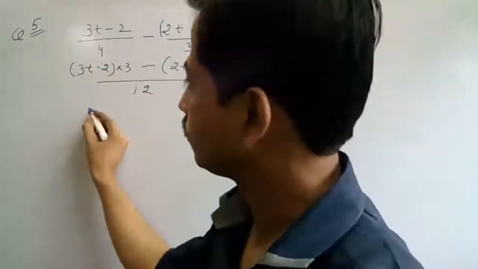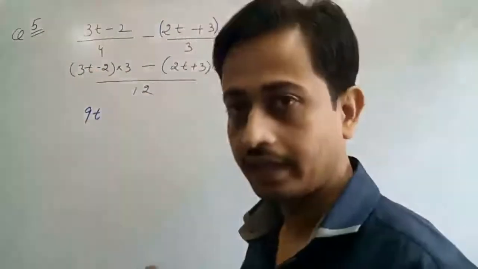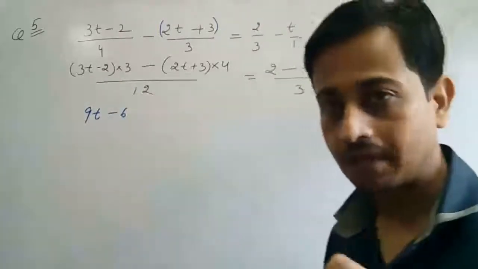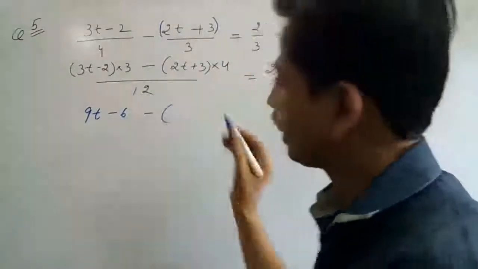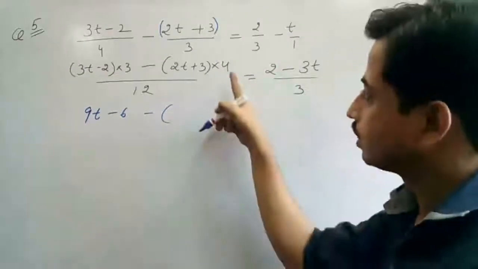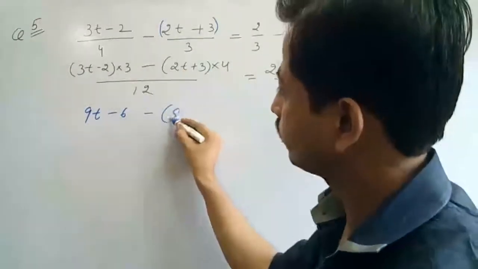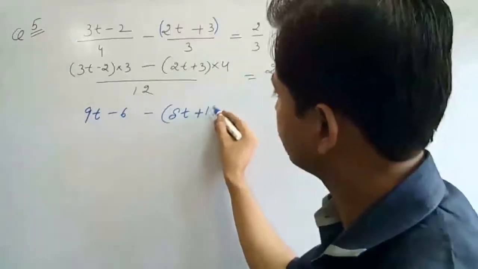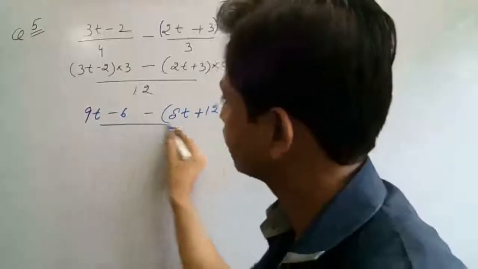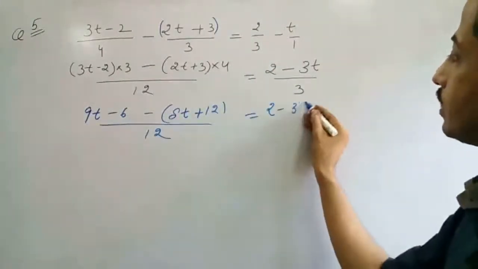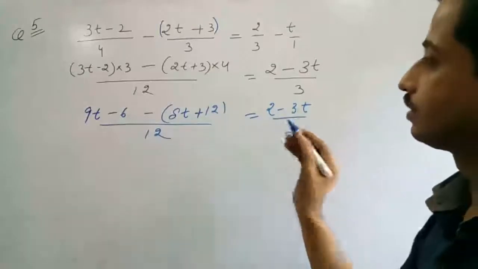3 into 3t, we get 9t. 3 into minus 2, we get minus 6. Now I am not solving the bracket, I am only doing the multiplications. 4 into 2t, we get 8t. 4 into 3, we get 12. I am writing the same term as it is. 12. This is 2 minus 3t divided by 3.